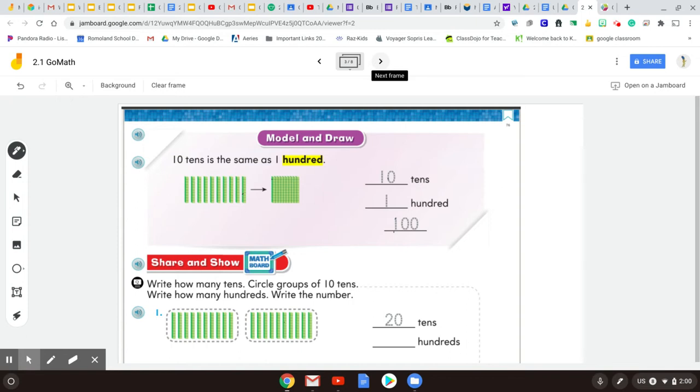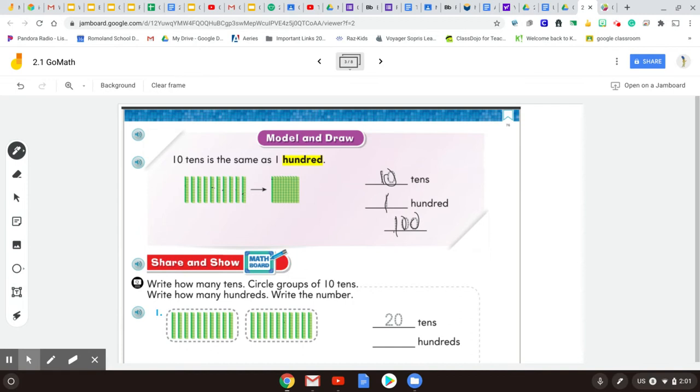So 10 tens is the same as 100. So we have our 10 tens here. 1, 2, 3, 4, 5, 6, 7, 8, 9, 10. And there's 10 there. And that equals 100. 10, 20, 30, 40, 50, 60, 70, 80, 90, 100. So come over here and write 10 tens, or one hundred, same as 100, or 100 with double zero.